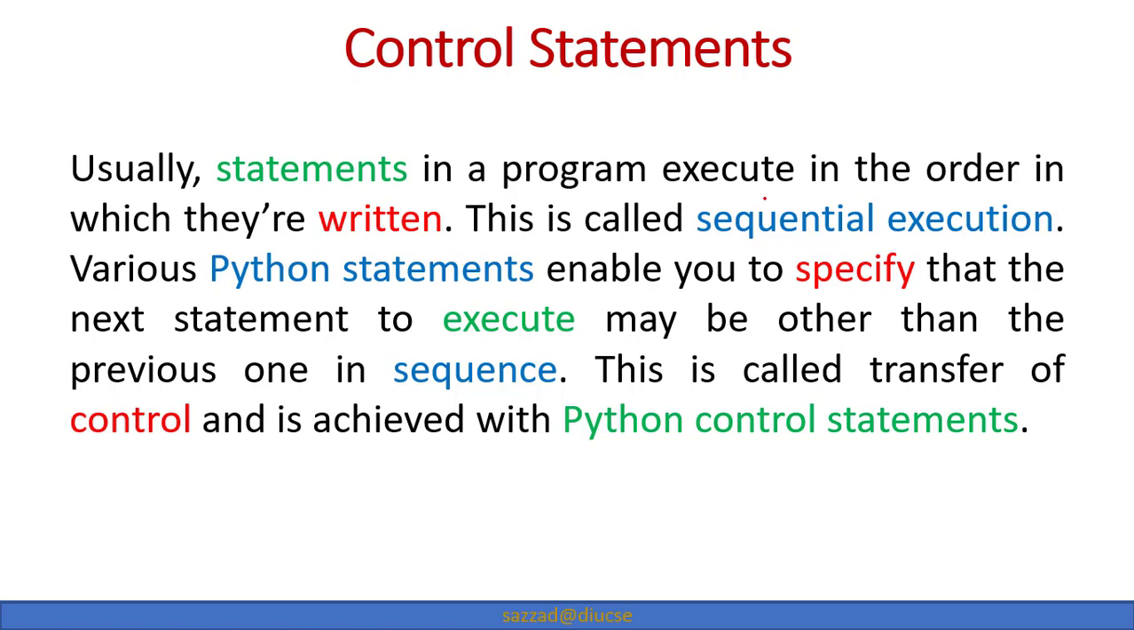Usually, statements in a program are executed in the order in which they are written. The way we write our code is the way it is executed, and that is called sequence execution. Various Python statements enable you to specify that the next statement to execute may be other than the next one in sequence. Depending on the condition, the next execution may vary from the previous execution. This is called transfer of control and is achieved with Python control statements. So let us start discussing Python statements.